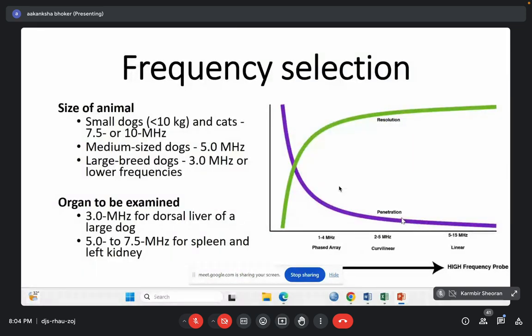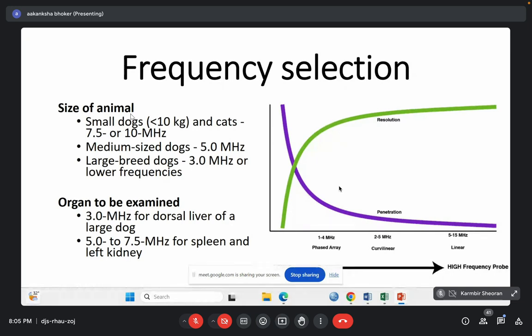Now for frequency selection. Frequency of examination will depend upon the size of the animal and the organ to be examined. Suppose we have to examine a cat or a very small dog, then we can opt for a high frequency transducer. We can use 7, 8, 10 megahertz. But if a large breed dog is coming, we have to examine a Rottweiler. It is almost impossible to scan it with a 10 megahertz transducer. For this, we will have to go for a lower frequency transducer. Only then will we be able to examine it.